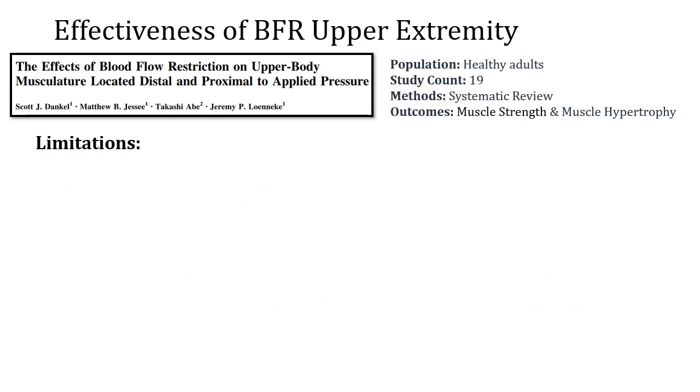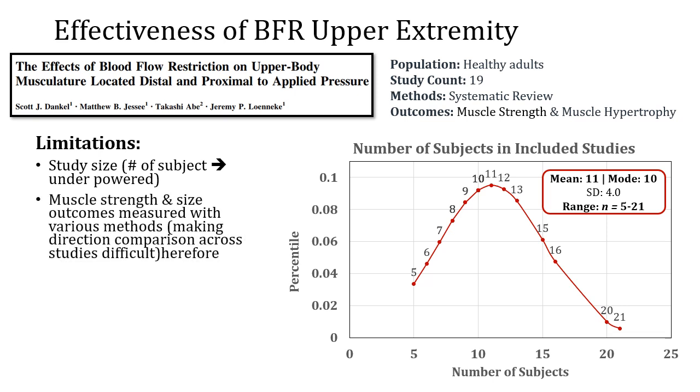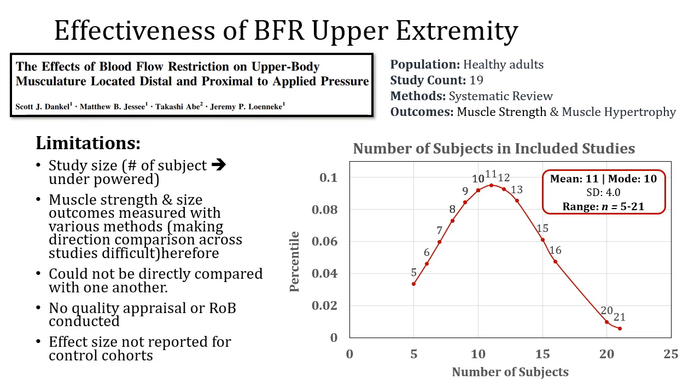So speaking about the limitations, though really impressive results from this systematic review, and the first one to be done in the upper extremity. The study size, that is the number of subjects, seems to be somewhat questionable as far as the power analysis. The muscle strength and size outcomes were measured with various methods, which also makes direct comparison across studies somewhat difficult, and they could not be directly compared to one another at times. There's no quality appraisal of risk of bias that was conducted in the systematic review, and the effect size, at least it wasn't reported, and the effect size was not reported for the control groups, really more just for the intervention groups.